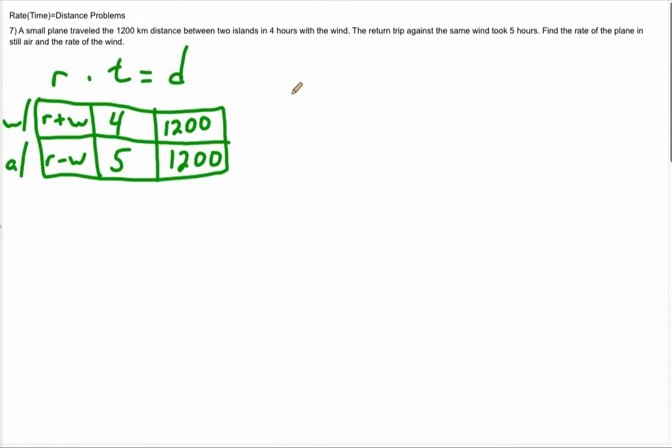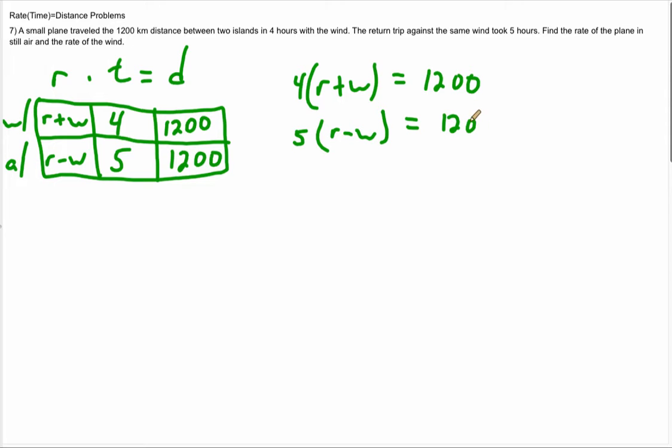So this sets up your two equations. It's this times that equals that. I'm going to put the 4 first because that's usually what our distributive property problems look like. Now, if you'll remember when we talked about these in class, these rate time distance problems often set up very nicely for a straight up elimination if we can just get rid of this 4 and the 5 first. And so that's what I'm going to do first.